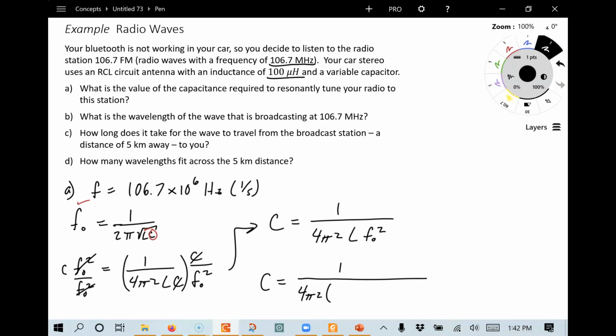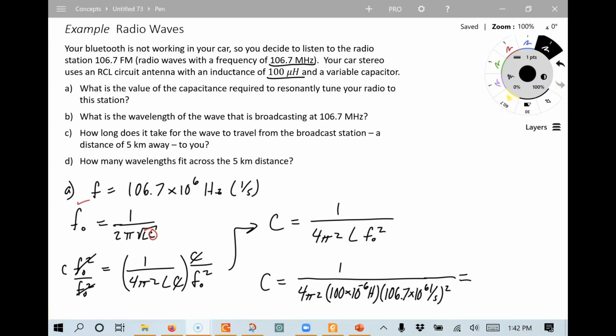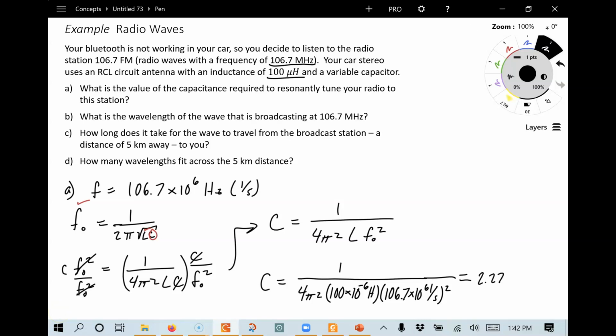The inductance, 100 microhenry, and the frequency, squared. That comes out to a capacitance of 2.22 times 10 to the minus 14th farads.